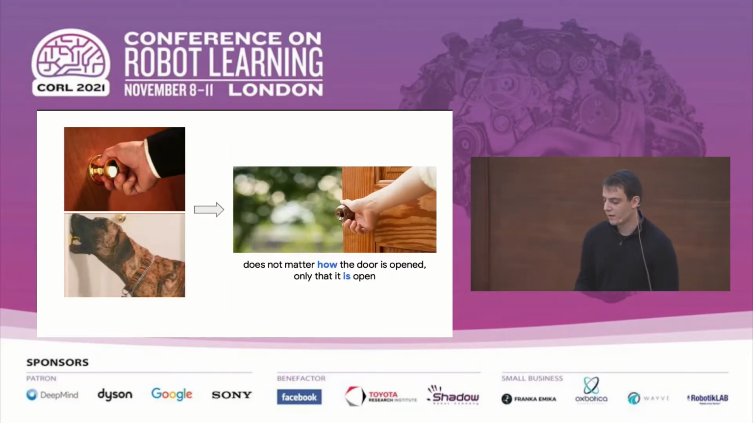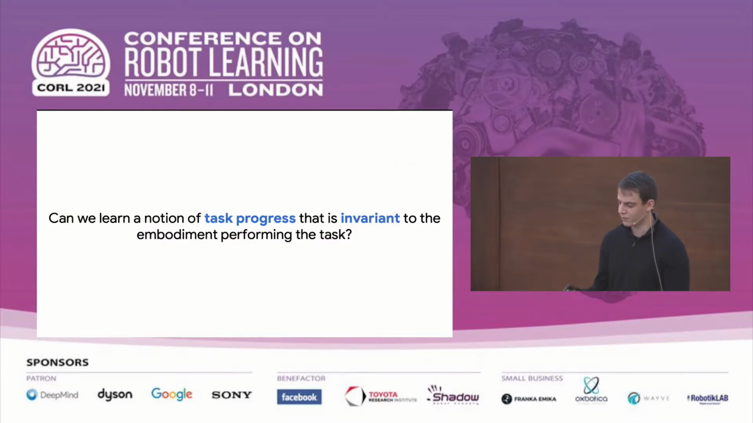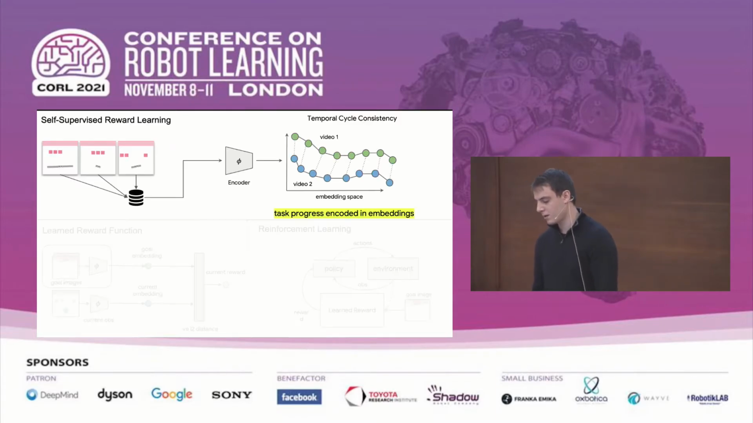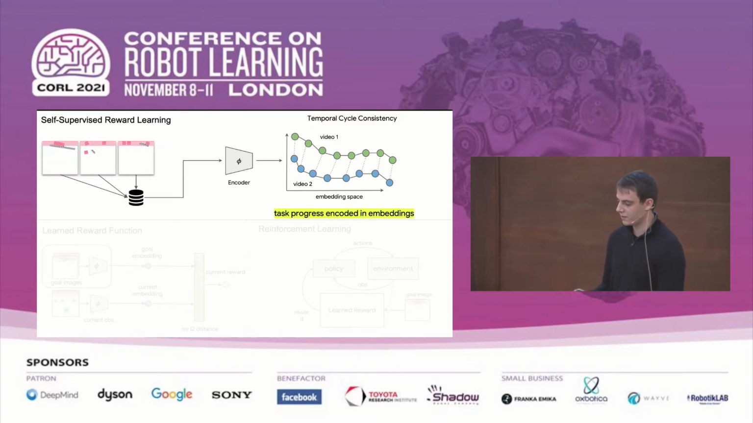And so if we think about this door opening task for a minute, we can realize that it doesn't really matter how the door is open. What really matters is that it is open. And so the question we ask in this work is whether we can learn a notion of task progress that is invariant to the embodiment performing the task. So we do this in 3 steps.